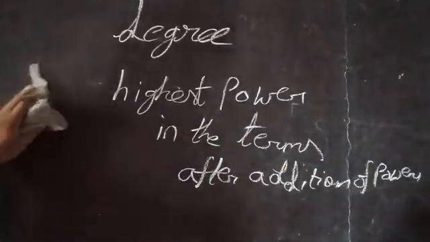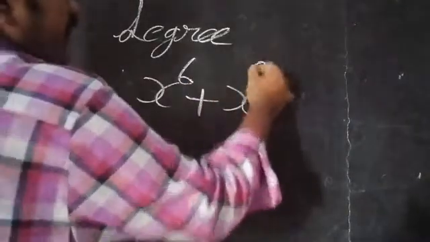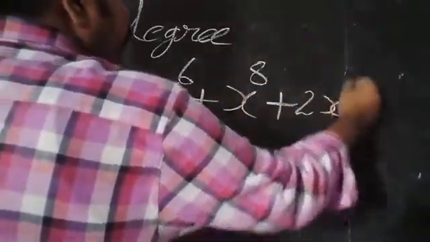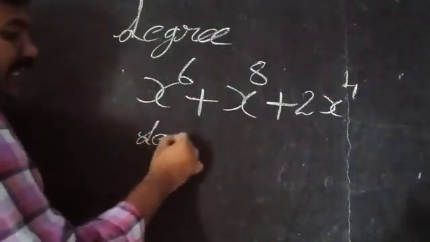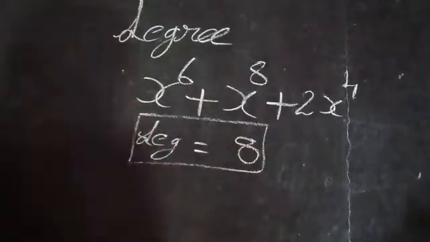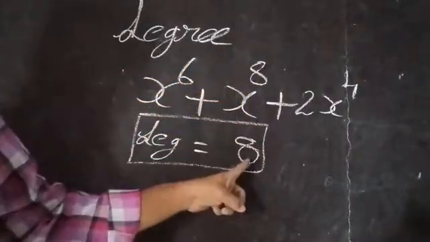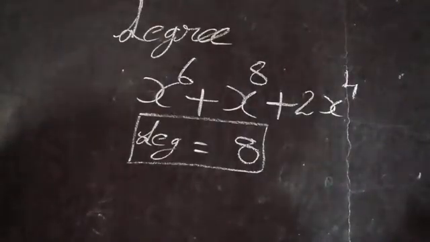Like this you have to do. Here I am writing an example: x power 6 plus x to the power of 8 plus 2x power 4. In this question, what is the degree? The highest one is 8. So the degree is 8. This is about the sum.